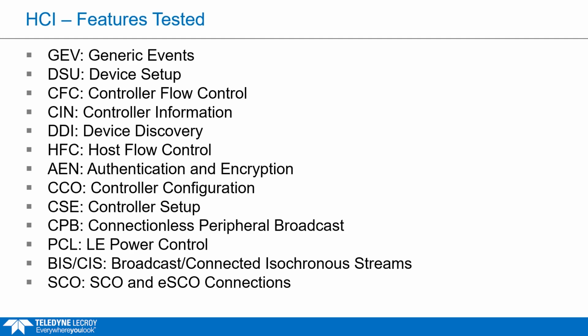Then you have connectionless peripheral broadcast. That allows the use of a CPB logical link to broadcast data to an unlimited number of recipients because it's been broadcast. Low energy power control, PCL, that allows the device to query the controller's current and maximum transmit power levels. And then the isochronous streams, so you've got there the use of connected or broadcast connected streams. And then finally the SCO, which is the SCO and eSCO connections. So that covers the creation, acceptance and terminations of the SCO and eSCO connections.